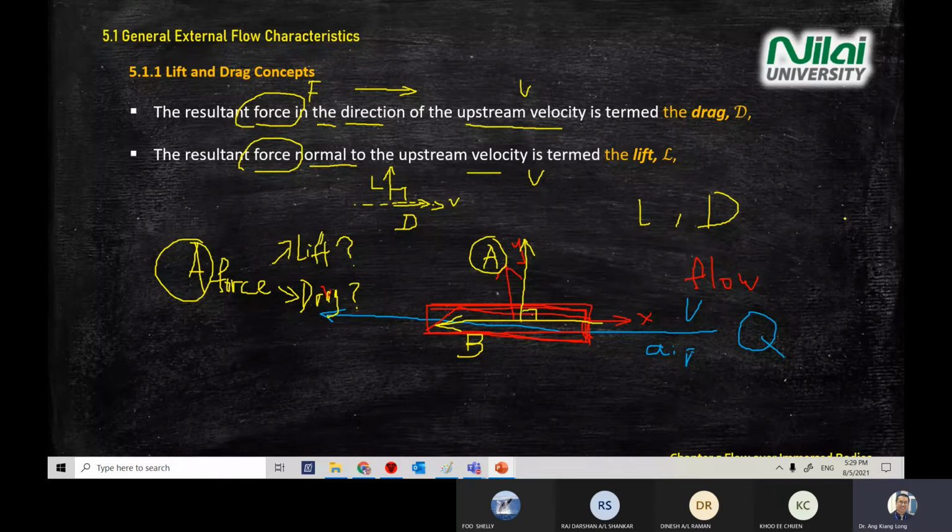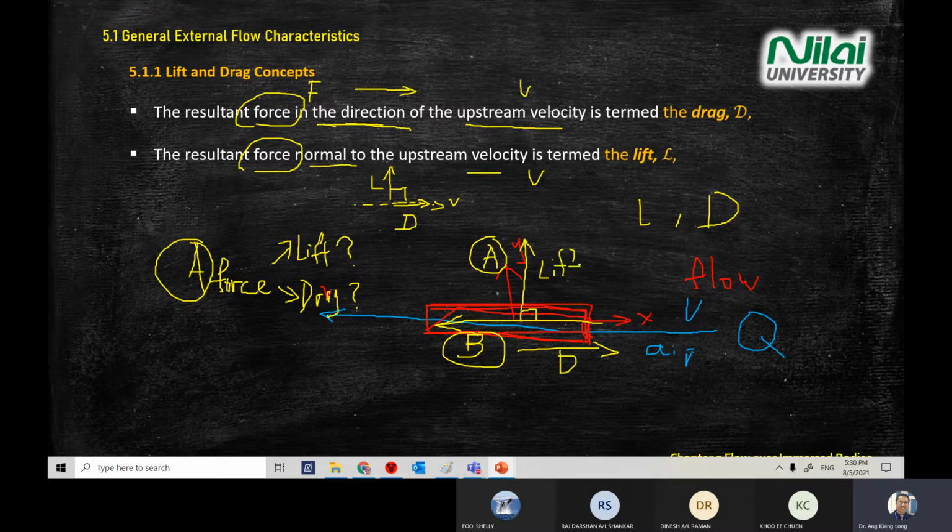Then what about B? B is what? Drag. B is drag, because the definition for drag is in the direction of the velocity. It means the velocity goes to the left, and it will go along. Normally the drag will go against, but just to get the concept right, what is important is that it is parallel to the velocity. But most of the time it will fight against the velocity. Most of the time this is drag, this is lift.